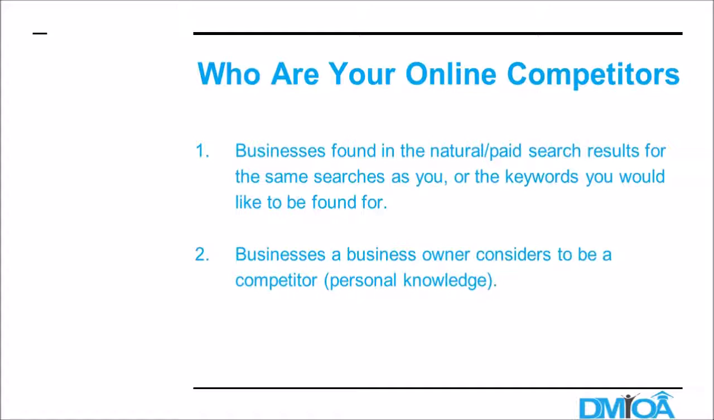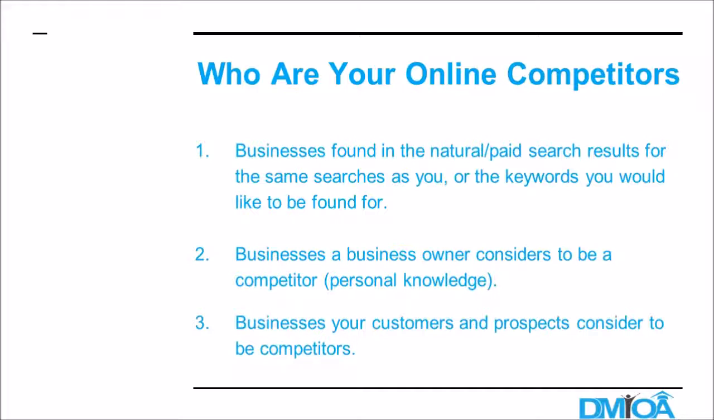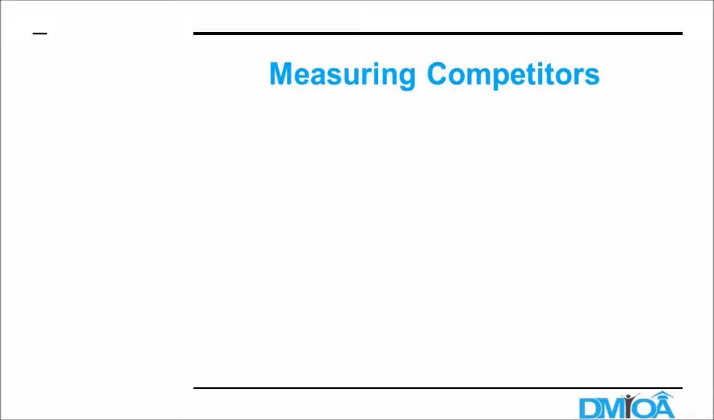For example, if I am selling Nike shoes, anybody who appears above me for Nike shoes is my competitor, whether I'm Nike or not. Number three, businesses your customers and prospects consider to be competitors. I may be a national store, but my competitor might be a local store if my prospects or customers prefer to shop at that store. So, using these three criteria provides a more balanced view of who you are competing against. It also helps select the businesses that are most likely to be leading in your market.